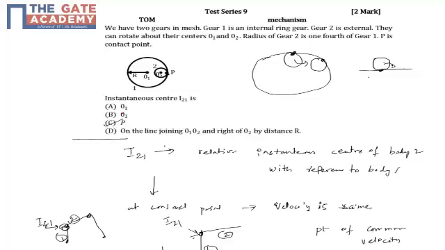We have discussed a couple of examples here. One is your 4-bar mechanism, where the instantaneous center is at the common joint, and here also the instantaneous center is at the common point of contact. So with two bodies in contact, the instantaneous center is at the point of contact. That is the thing.